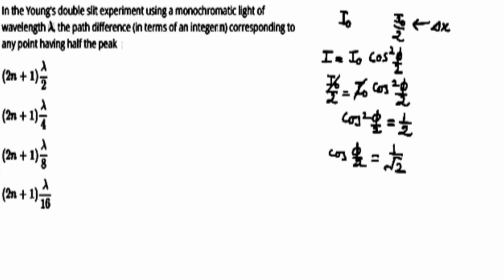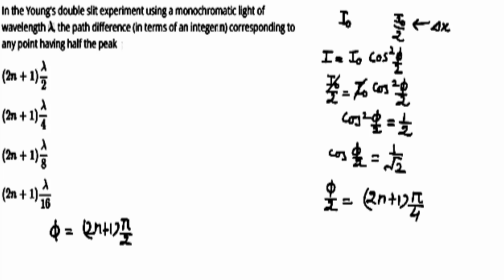Cos theta gives 1 by root 2 at 2n plus 1 pi by 4. So here phi by 2 will be equal to 2n plus 1 pi by 4. At all these values, cos theta will give 1 by root 2. So now phi will be equal to 2n plus 1 pi by 2, because this 2 will cancel out this 4 by 2. So phi is equal to 2n plus 1 pi by 2.